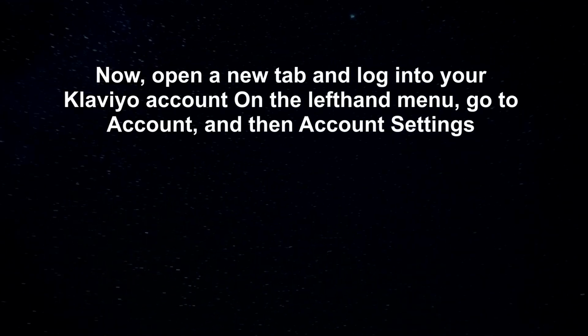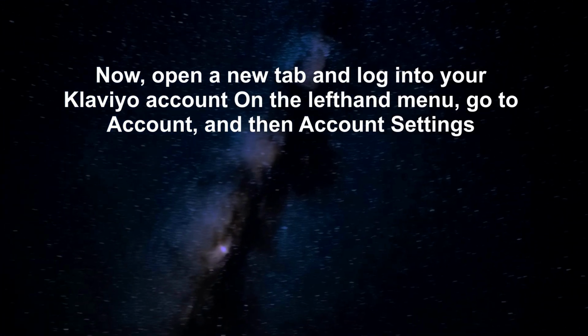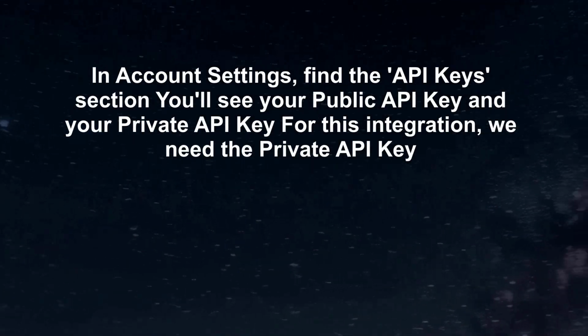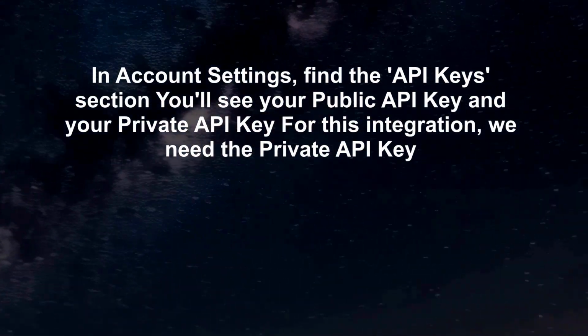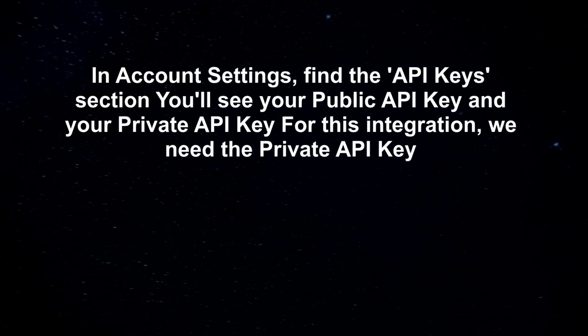Now, open a new tab and log into your Klaviyo account. On the left-hand menu, go to Account, and then Account Settings. In Account Settings, find the API Key section. You'll see your public API key and your private API key for this integration. We need the private API key.